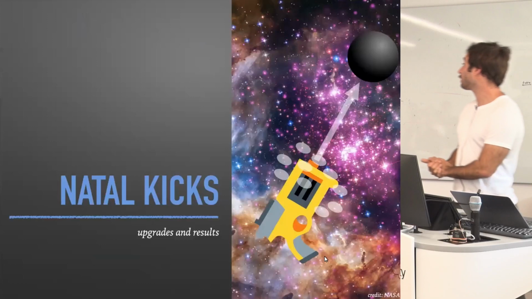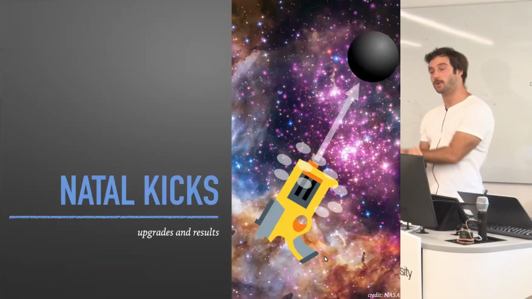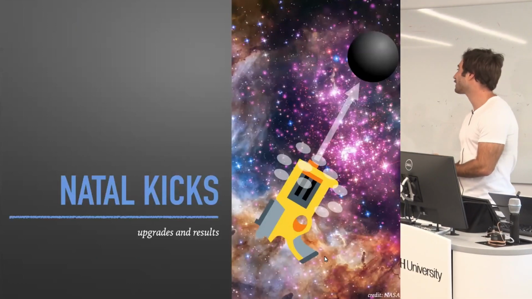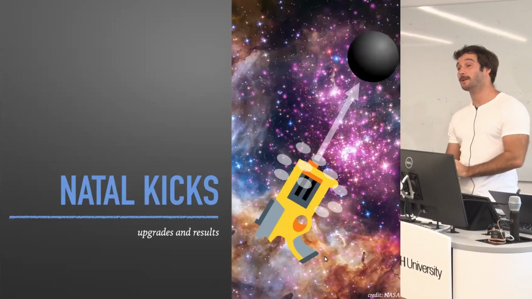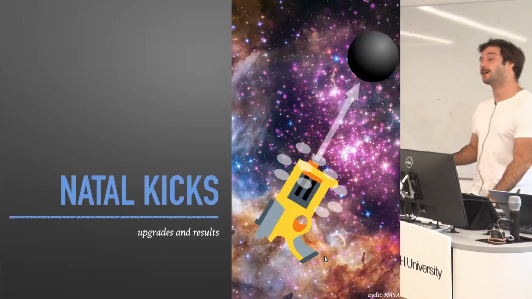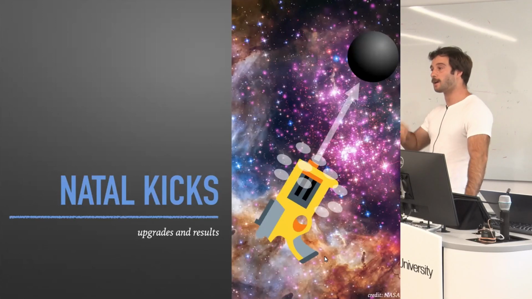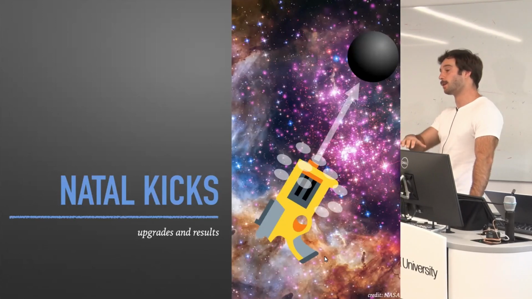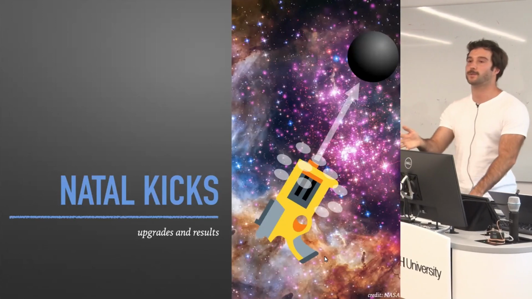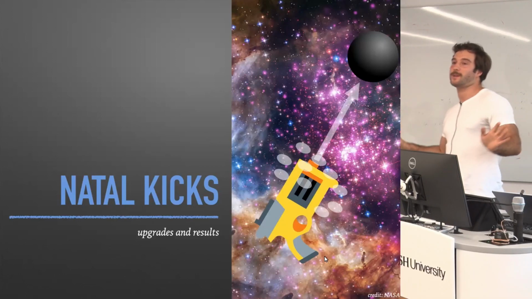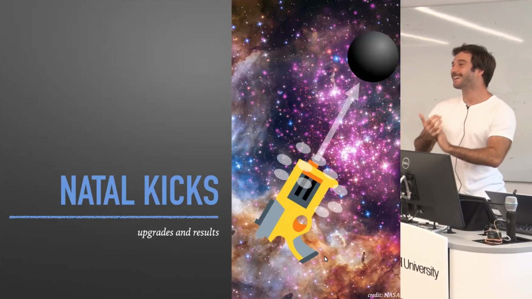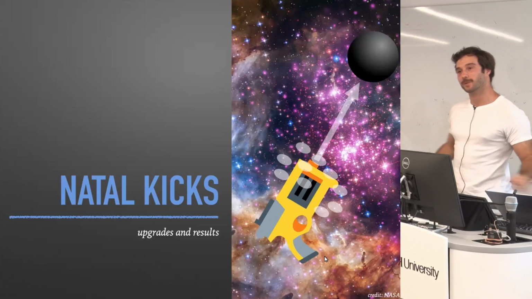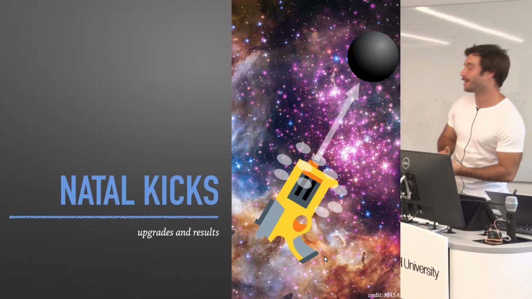And now, natal kicks. I didn't discuss it beforehand, but basically, natal kicks are what happens when a star goes supernova and it forms either a neutron star or a black hole. Well, it happens for white dwarfs as well, but we don't really care about white dwarfs for this talk. Sorry if anyone in the room really loves white dwarfs, it's just not my area of expertise.